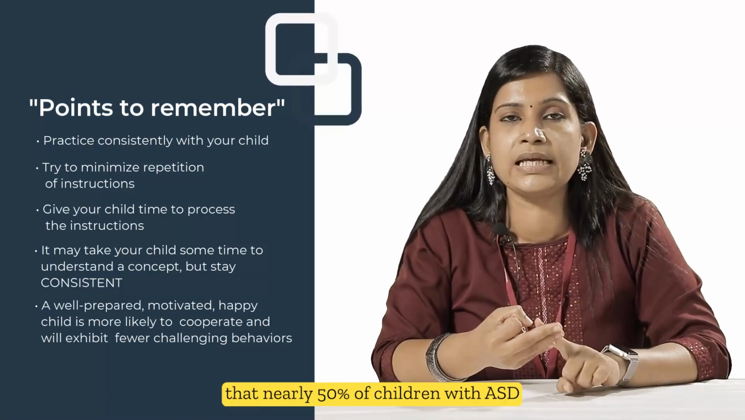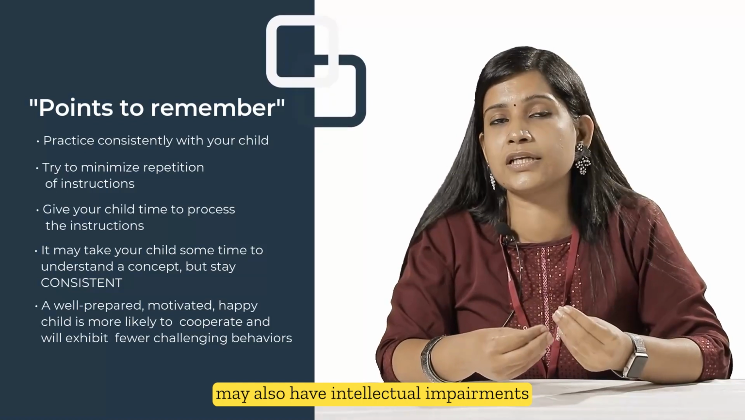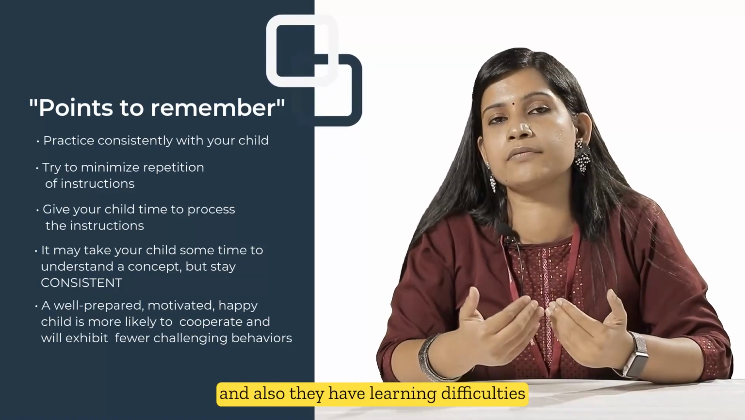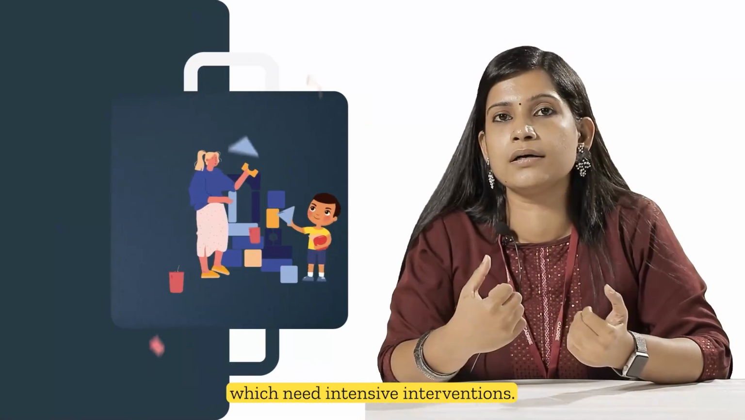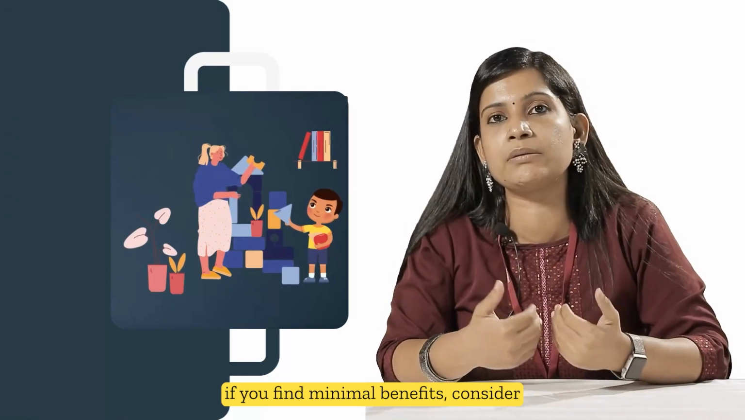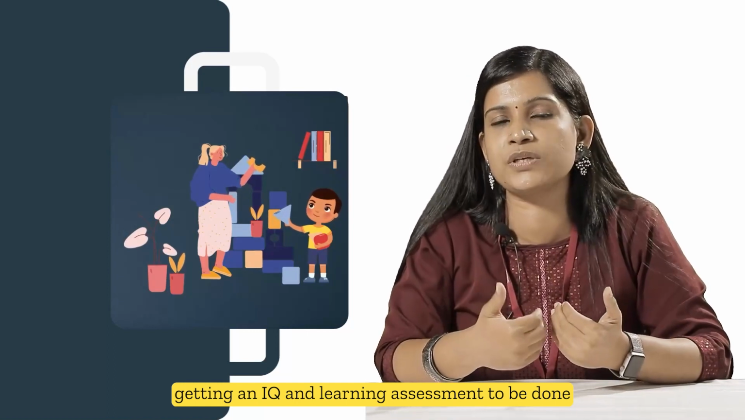And studies show that nearly 50% of children with ASD may also have intellectual impairments or borderline intelligence, and also have learning difficulties which need intensive interventions. So after incorporating all these suggestions, if you find minimal benefits, consider getting an IQ and learning assessment done by a licensed psychologist.